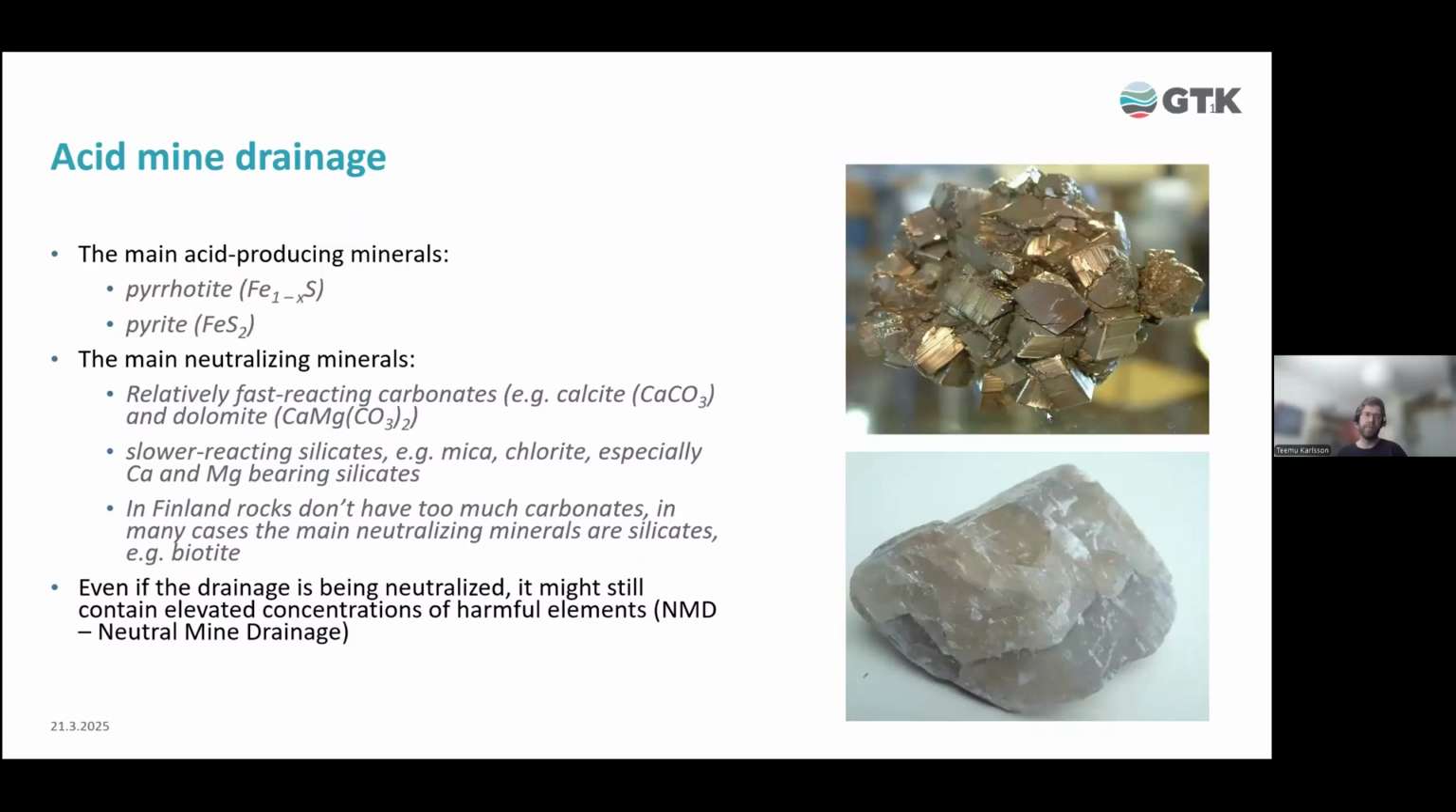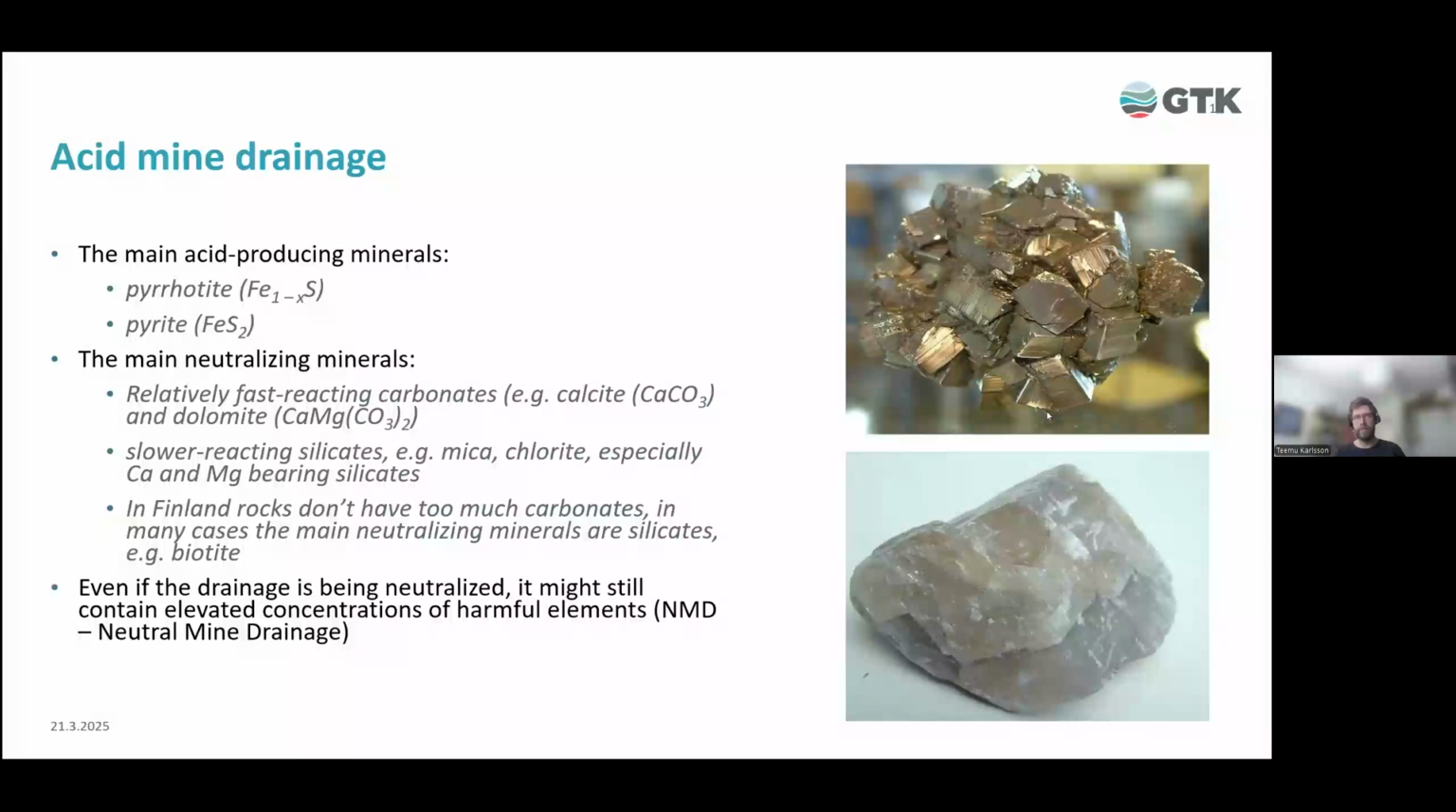The main acid-producing minerals in Finland are pyrrhotite and pyrite. Pyrite produces a little bit more acid, but pyrrhotite is more reactive. The main neutralizing minerals are usually carbonates, like calcite. But especially in Finland, where many rocks don't have that many carbonates, also some slower reacting silicates might be important sources of neutralization, like micas and chlorite, but especially calcium and magnesium bearing silicates.